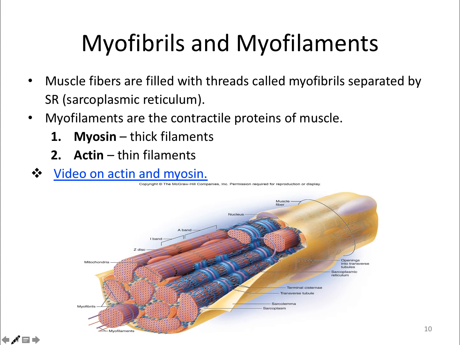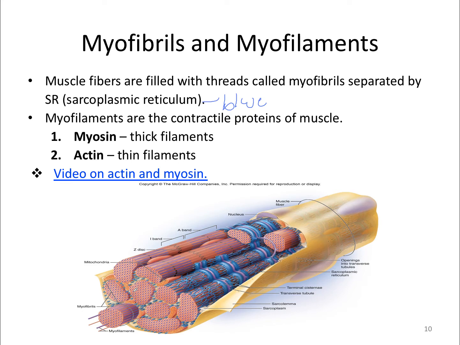Okay, so going back down. Muscle fibers are filled with tiny thread-like proteins called myofibrils. Those myofibrils are surrounded by networks of sarcoplasmic reticulum. In this case, it's the blue stuff down here. So this network of mesh-like sarcoplasmic reticulum is surrounding this particular myofibril.